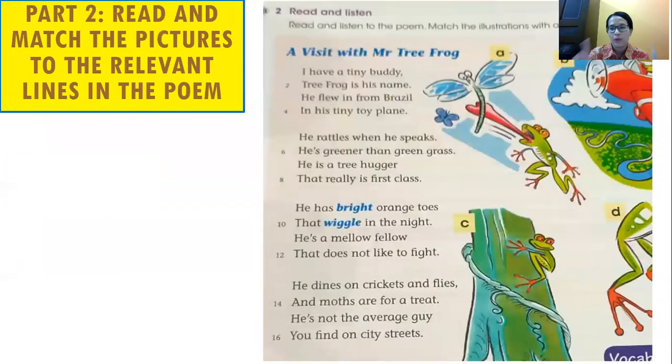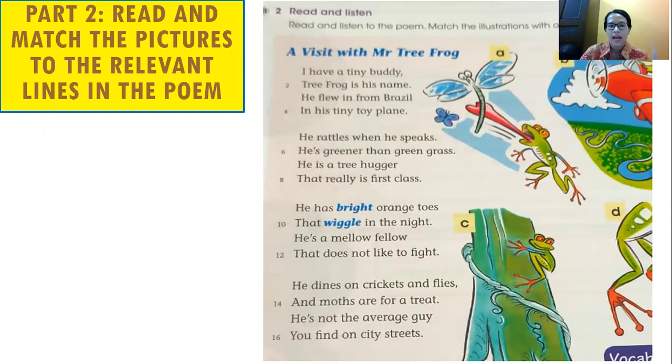Let's start with poem 1, A Visit with Mr. Tree Frog. In your learner's book, as you can see, it has 32 lines, and there are 8 illustrations that you will match later. Before that, let's first understand the poem.